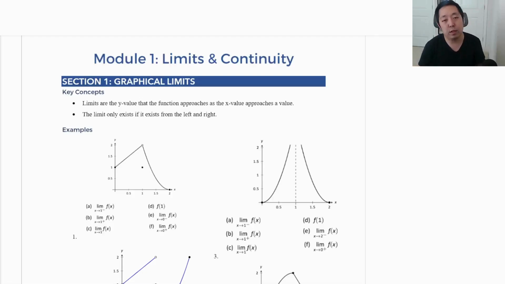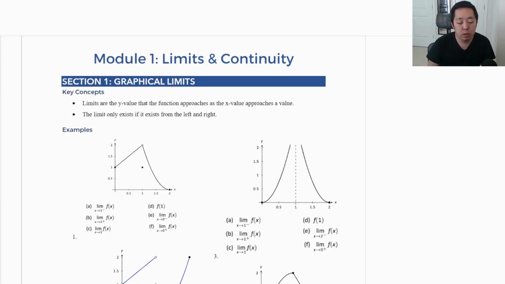So the very first thing we learn about in calculus is limits. And limits are kind of an idea of what happens to the value of the function. In other words, what happens to the y value of the function as the x value approaches something.